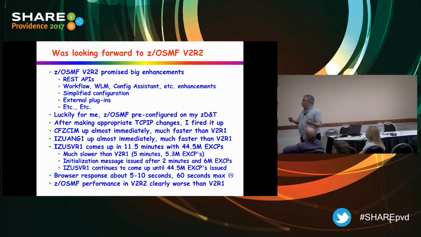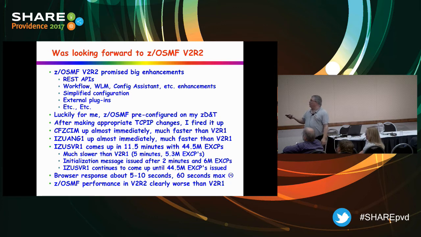So I was really looking forward to z/OSMF V2R2 because we had REST APIs, workflow, WLM, configuration assistant enhancements, simplified configuration, external plugins, et cetera, a lot of features in V2R2. Luckily for me, I have a zD&T, it comes pre-configured. I don't have to do all the stuff you guys have to go through, sorry. So it just makes it easier on me. No, I'm not sorry. The comment was, I'm not sorry. And yes, that was accurate.